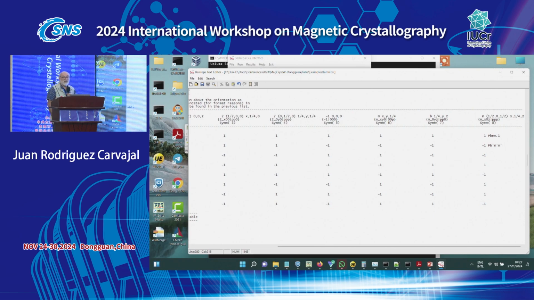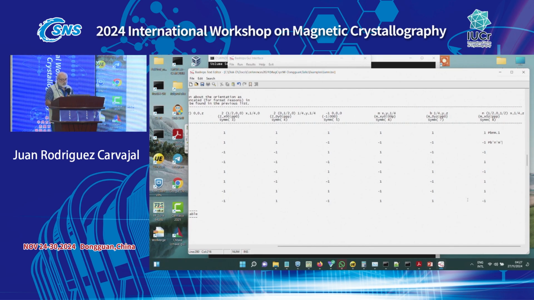Then you have the magnetic space group of type 3 directly from the table of characters, because this is a very simple case. In other cases, it's more complicated, but you can get that data automatically.